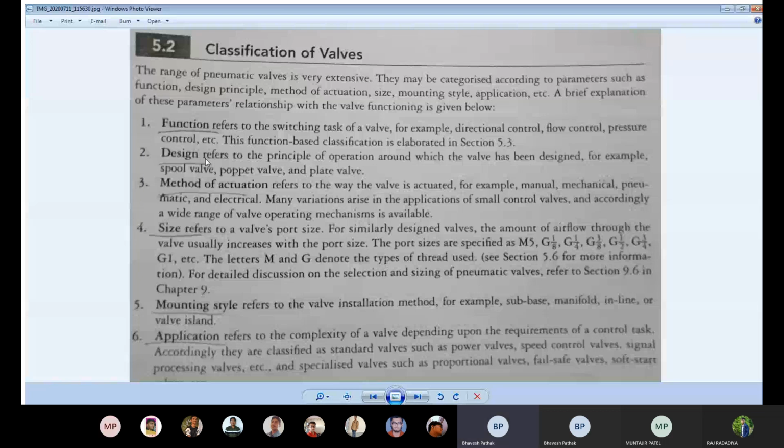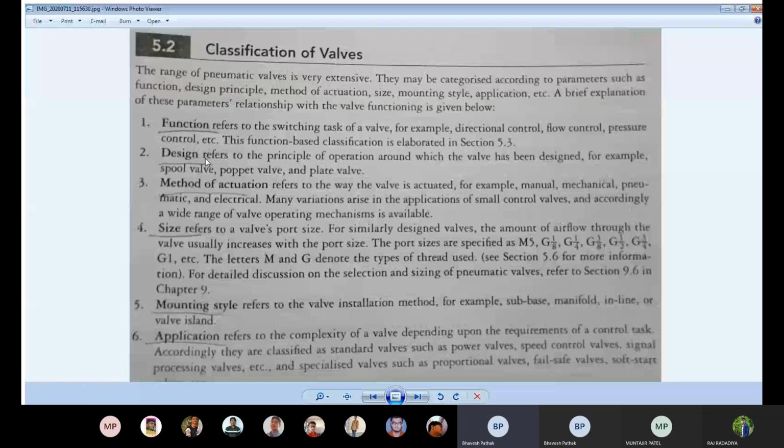So I'm talking about the method of actuation. According to that, it can be classified as mechanical, pneumatic, and electrical. So this is the way you can actuate the valve, either to the actuation position or the normal position.